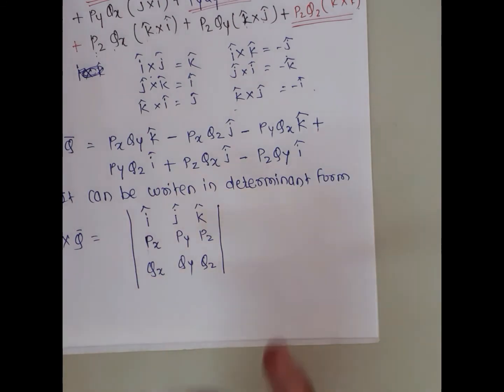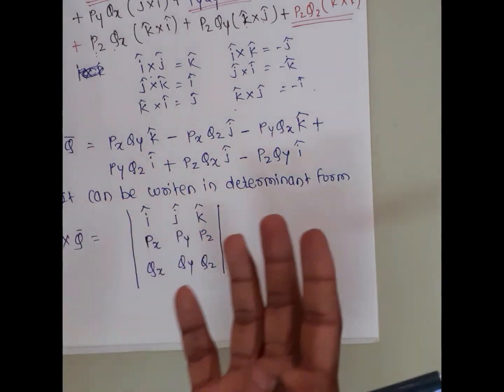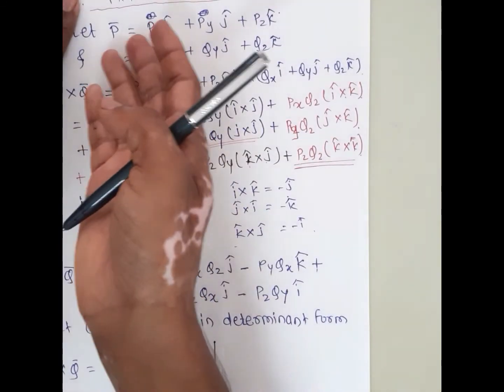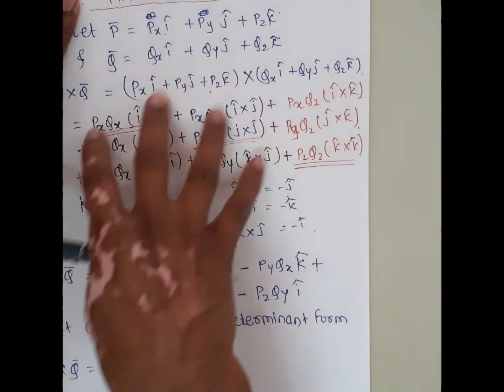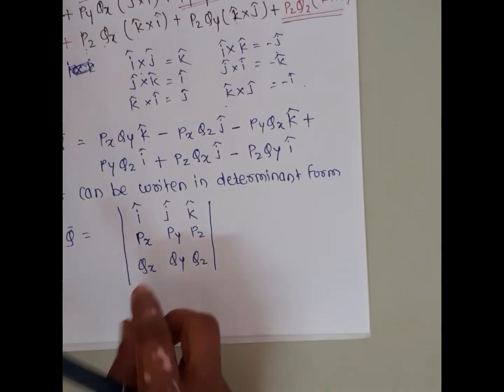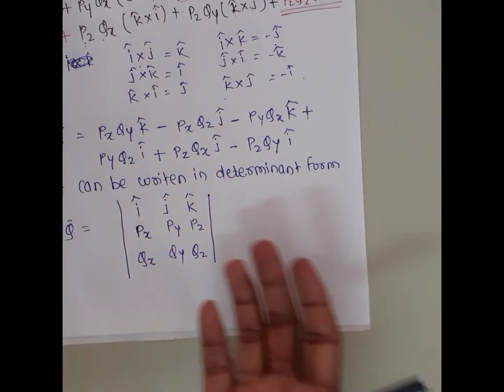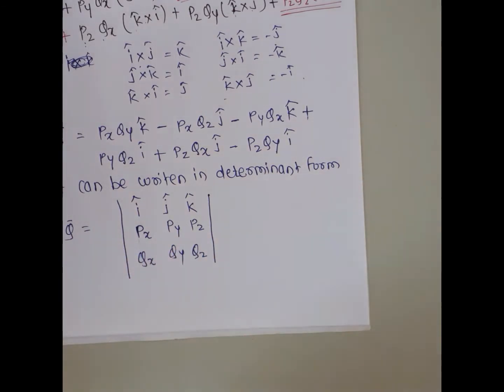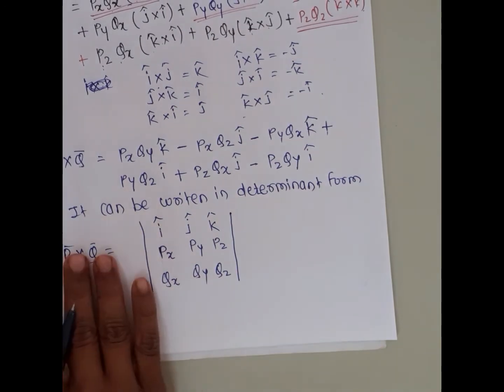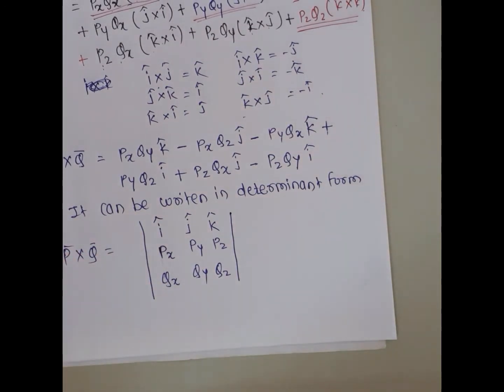It means there are some problems regarding P bar cross Q bar. If you are given some values of P bar and Q bar, then you will not solve it like this. You directly put the values in this determinant and solve the determinant, and you get the answer. Okay, so this is the fifth property of vector product. Then we go to the sixth property of vector product.